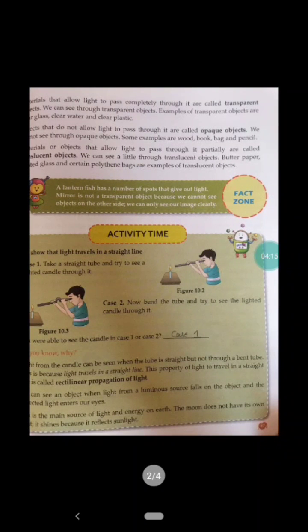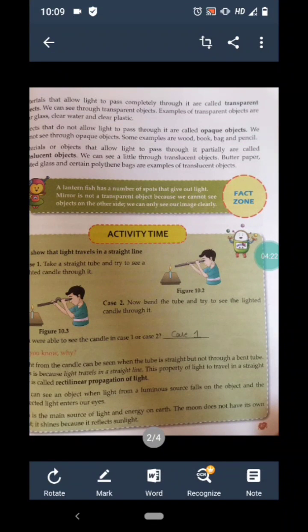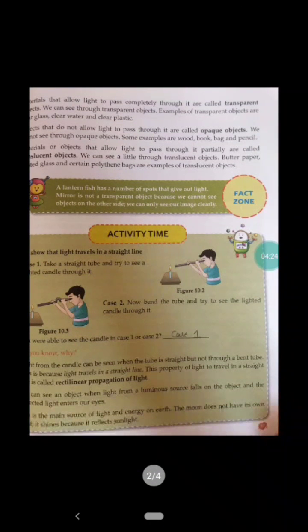Next, after this, students, the fact zone is given in which it is written that a lanternfish has a number of spots that give out light. A large number of spots are present on a lanternfish that give out light. A mirror is not a transparent object because we cannot see the object on the other side. We can see only the image clearly, but we cannot see the object on the other side of the mirror.